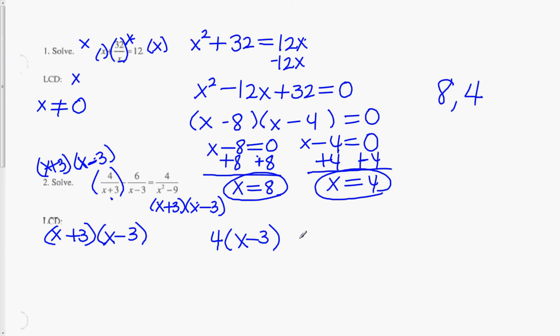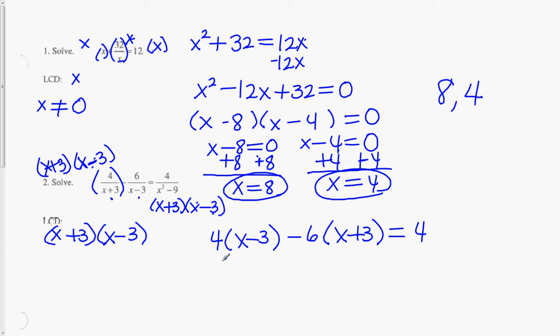Okay, then with the 6, there's a minus in front of it. The x minus 3 and the x minus 3, those would cancel. So I'd have 6 times x plus 3 equals. Now on the bottom of the 4, I've got both of the parentheses. It would cancel with both of the parentheses, so I just have equals 4.